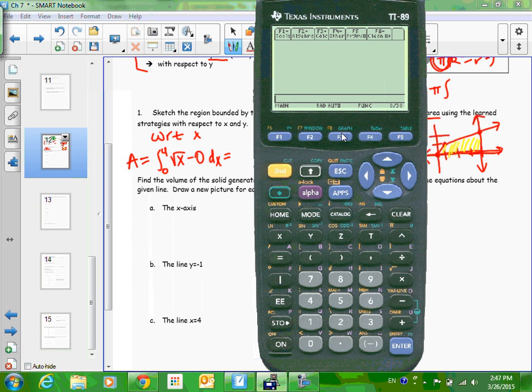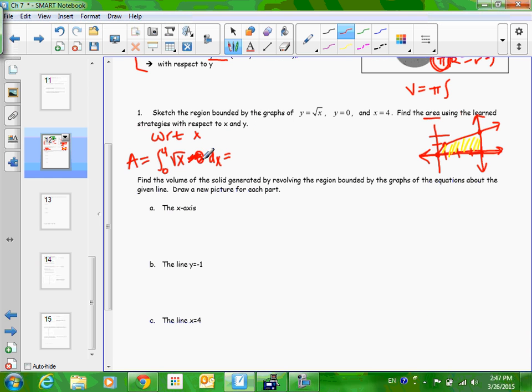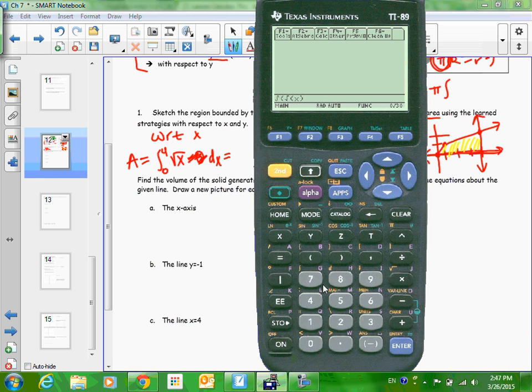If you don't have a calculator, then you do this one by hand. I don't need the square root of x, so I'm not going to type it in. I don't need the minus 0, so I'm not going to type it in. It wouldn't hurt to put it, though. It never hurts. You don't ever have to simplify that. That's the point I'm making. Okay. And I got 16/3. So make sure that you're able to get 16/3.